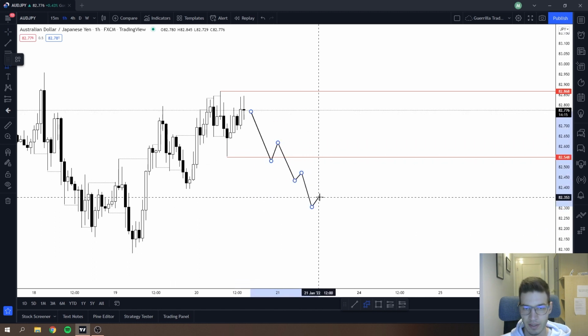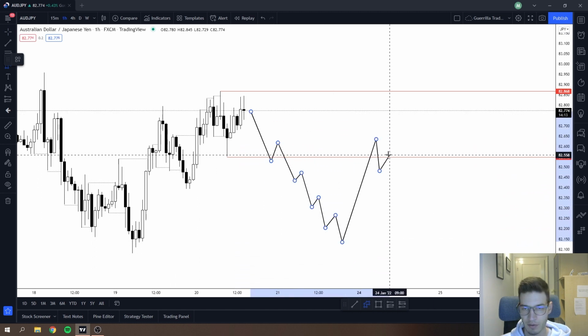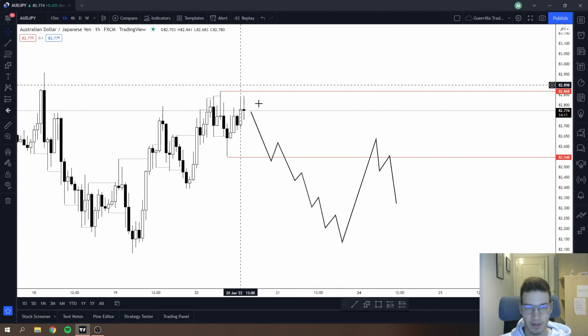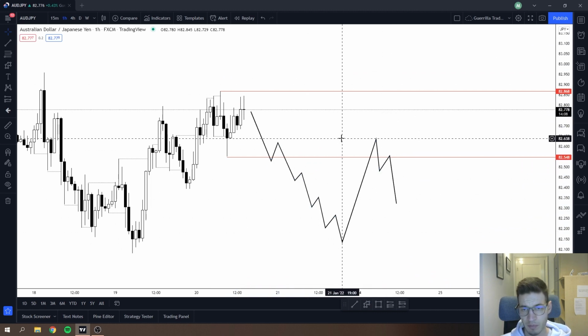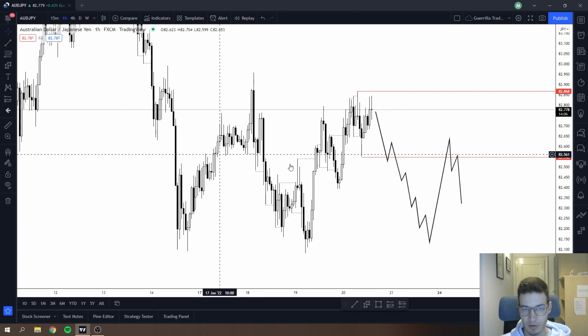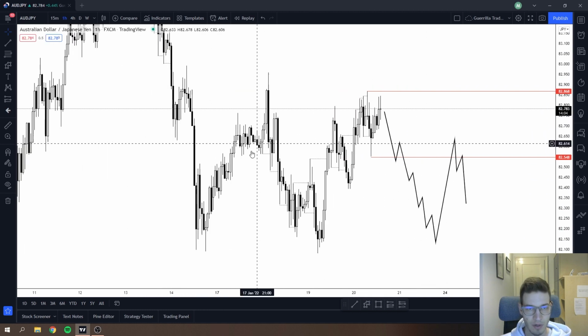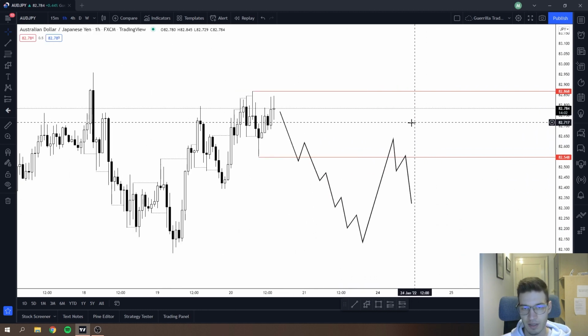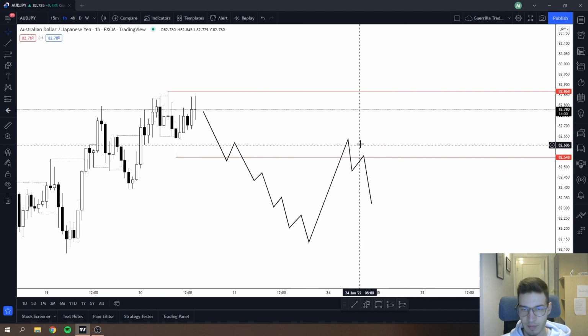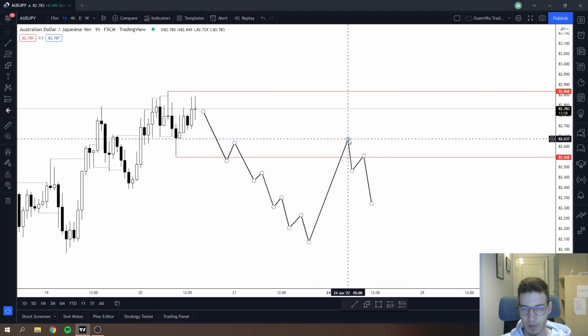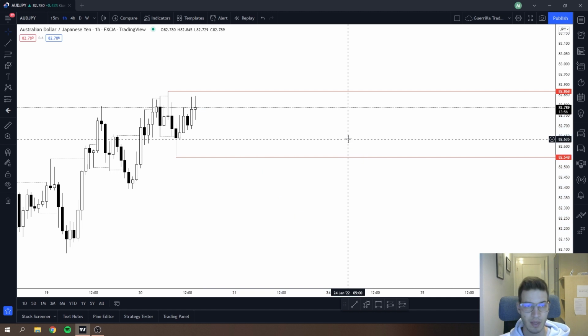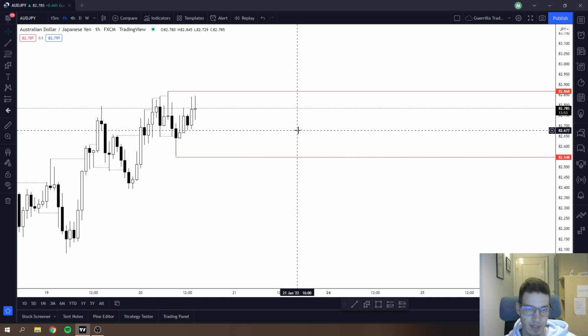Or a nice clean descending, impulse to the upside, look for a flag. Then this would need to be very high probability, since we are coming from a range. We are seeing an ascending into descending into an ascending, so this impulse and the flag pattern would really need to be very high probability. So that's it for the Aussie and the Japanese yen.